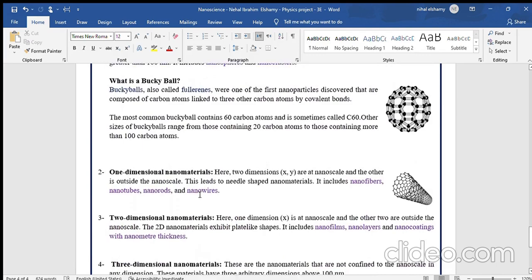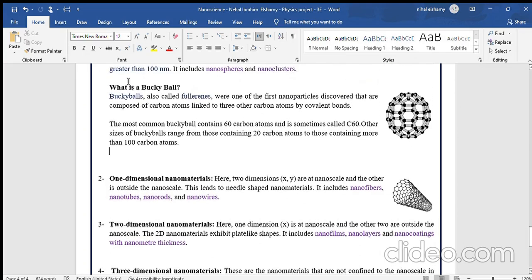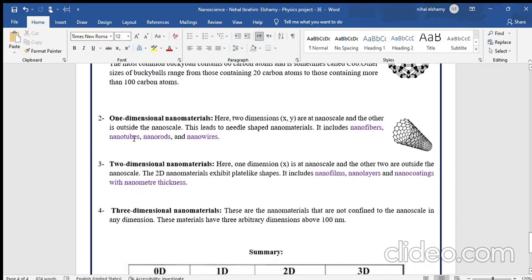Now, the second type of nanomaterials is the one-dimensional nanomaterials. So this is the zero-dimensional, and here is the one-dimensional. Here, two dimensions, x and y, are at nanoscale, and the other is outside the nanoscale. This leads to needle-shaped nanomaterials. It includes nanofibers, nanotubes, nanorods, and even nanowires. This is a nanotube, and this is how it looks as a one-dimensional nanomaterial.